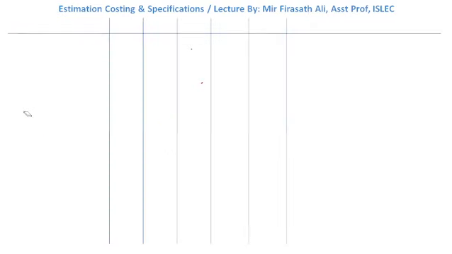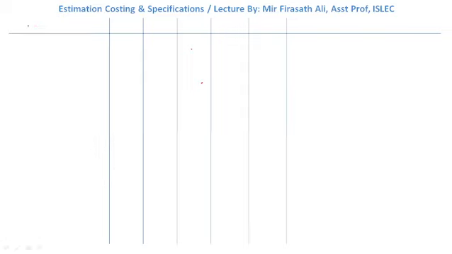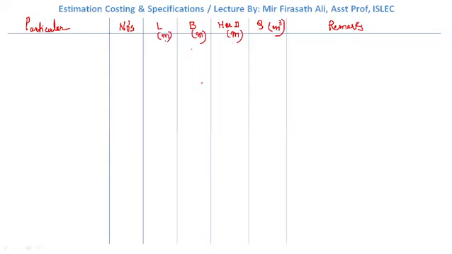So our next step is to formulate the table. What we need to write in the table? Here we have numbers. Here we need to write length, breadth, height or depth, quantity, remarks. Quantity will be in meter cube. This will be in meters, this is also in meters, this is also in meters.